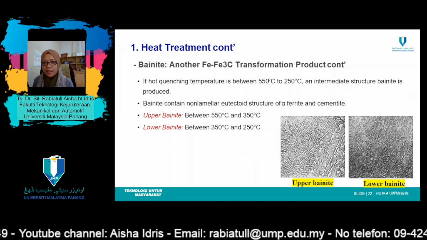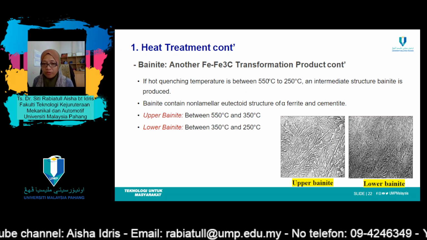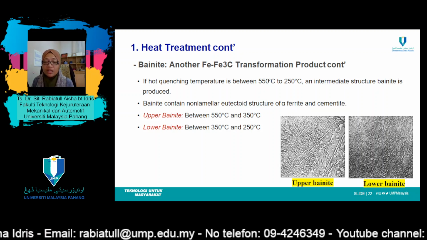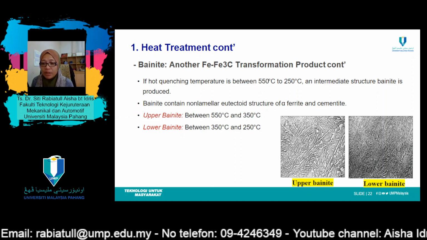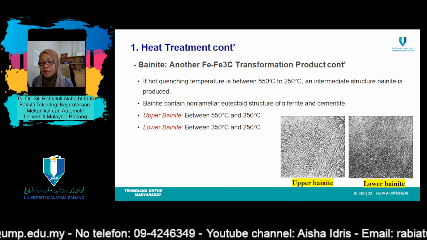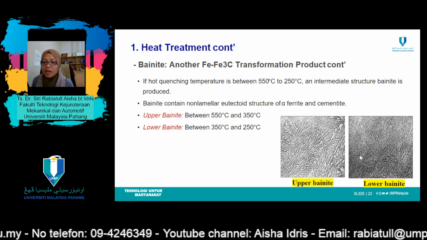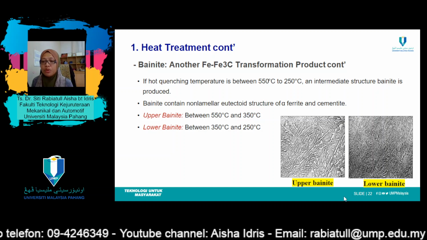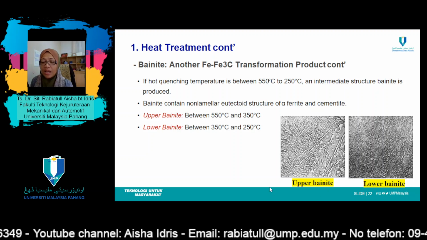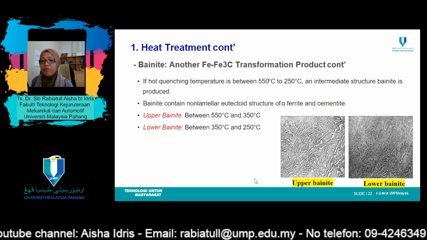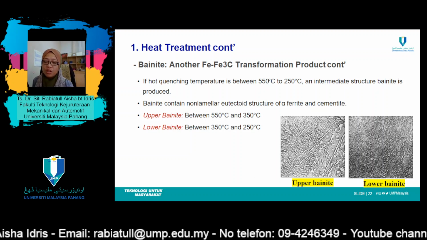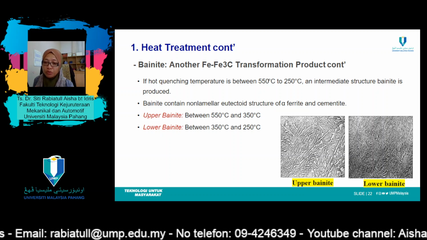These are the types of bainite that might occur, which are upper bainite and lower bainite, as mentioned to you earlier. This is the microstructure for upper bainite, which forms between temperatures 350 and 550, and lower bainite occurs between temperatures 250 to 350 degrees C. And remember, bainite can be formed through hot quenching, so the temperature needs to be controlled so that it will not drop drastically.